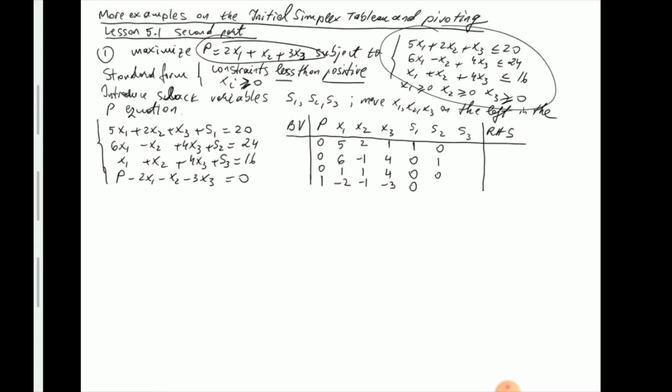S2 appears only in the second, S3 only in the third equation. Finally, the right hand side is 20, 24, 16, and 0. So another practical matter to do in the beginning is to isolate also the last row, because the last row will be important for later to read how we choose the pivot and to figure out the solution at the end.